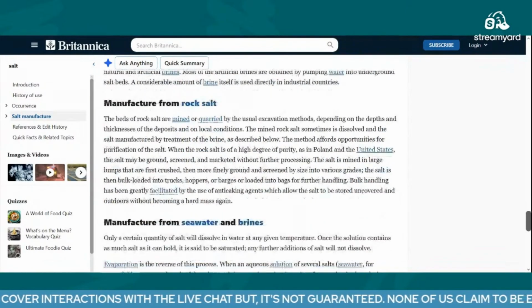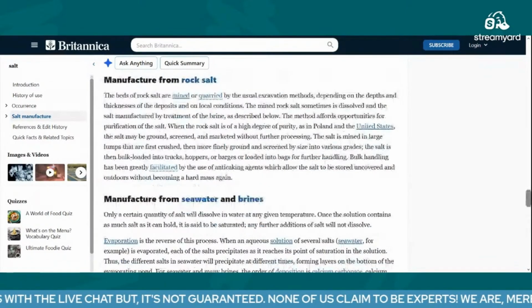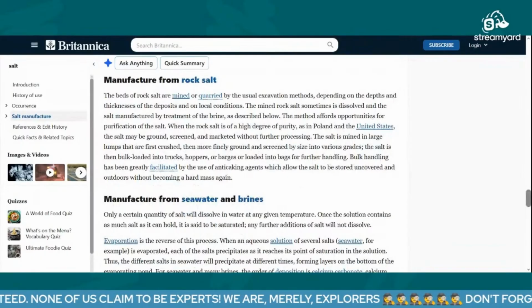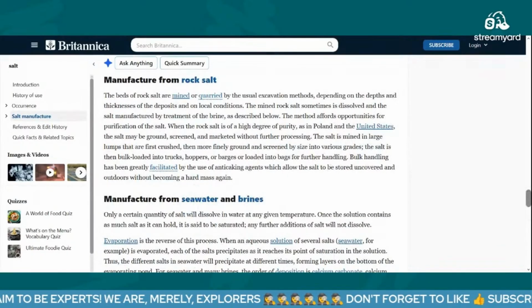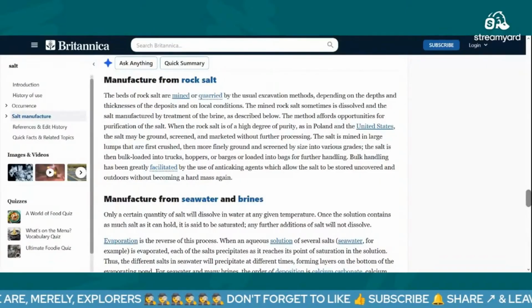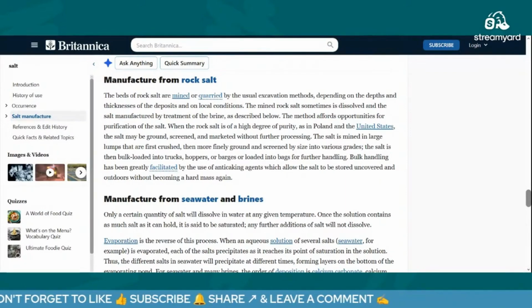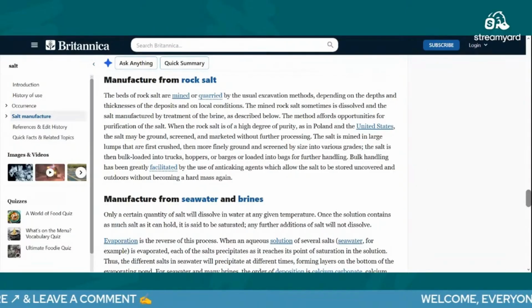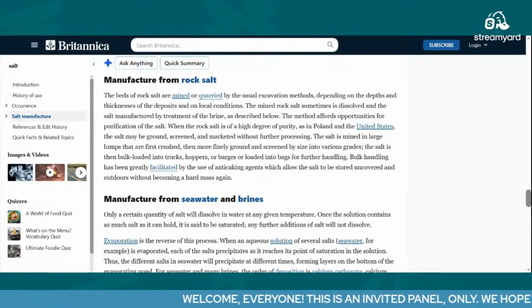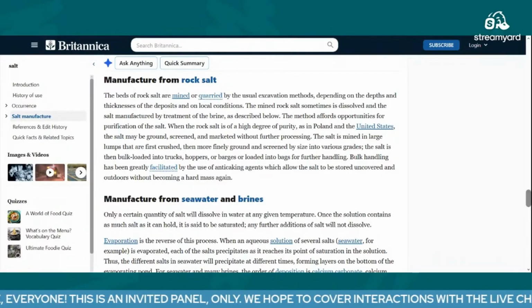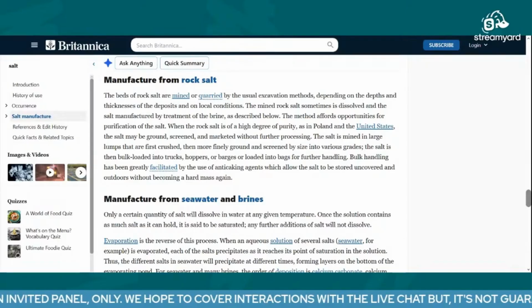Manufacture from rock salt. The beds of rock salt are mined or quarried by the usual excavation methods, depending on the depths and thicknesses of the deposits and on local conditions. The mined rock salt sometimes is dissolved and the salt manufactured by treatment of the brine as described below. The method affords opportunities for purification of the salt. When the rock salt is of a high degree of purity, as in Poland and the United States, the salt may be ground, screened, and marketed without further processing.